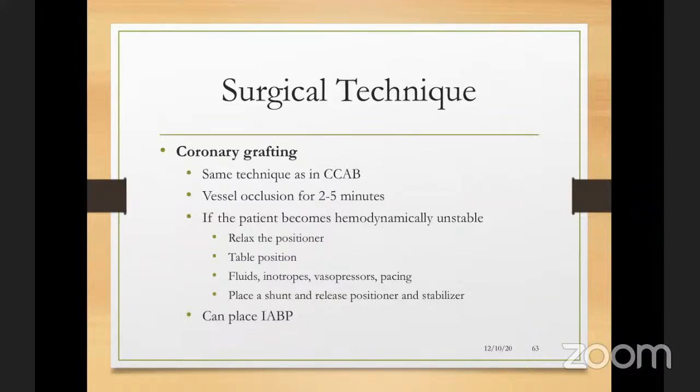For the coronary grafting, the anastomosis is the same as conventional CABG. The vessel can be occluded for preconditioning for 2 to 5 minutes and then released. If the patient becomes hemodynamically unstable, relax the position and use the Trendelenburg position, give fluid and inotropes, vasopressors. Pacing also can be used, or you can place a shunt and release the positioner and stabilizer. An intra-aortic balloon pump also can help during hemodynamic instability.